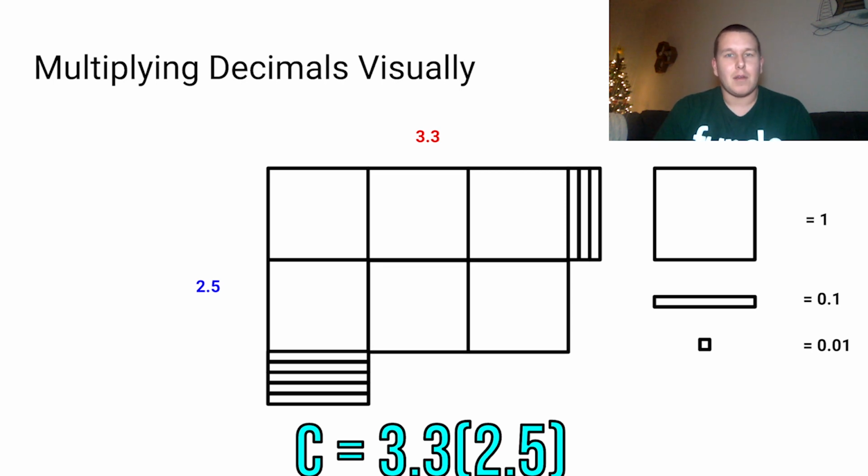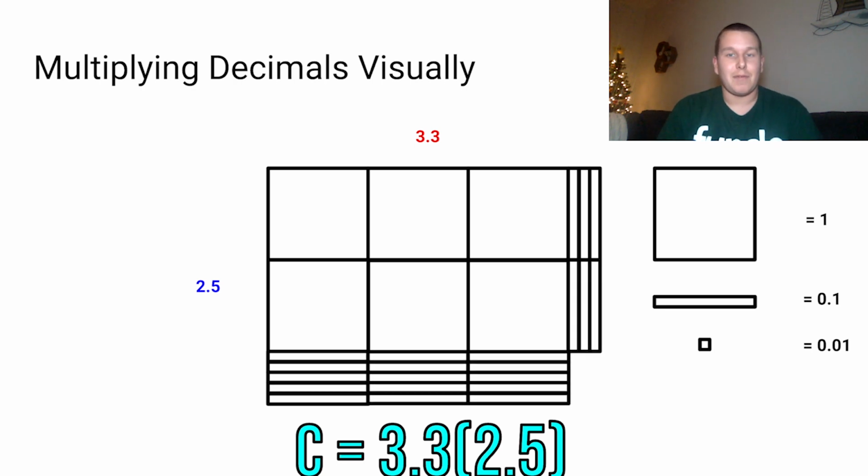So basically, if you multiply 1 times 1, you're going to get 1. So 1 flat times 1 flat will give us 1 flat. Then we're going to start filling in the rods, okay? So when we multiply a flat by a rod, it's just going to get us a rod. So 1 times 1/10 would give us 1/10. So we start filling in the rods there.